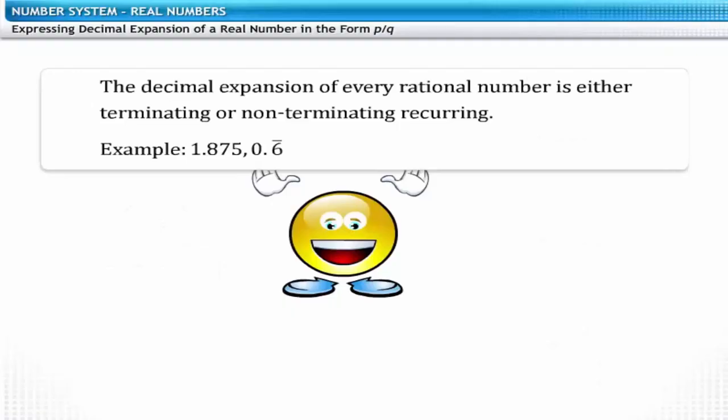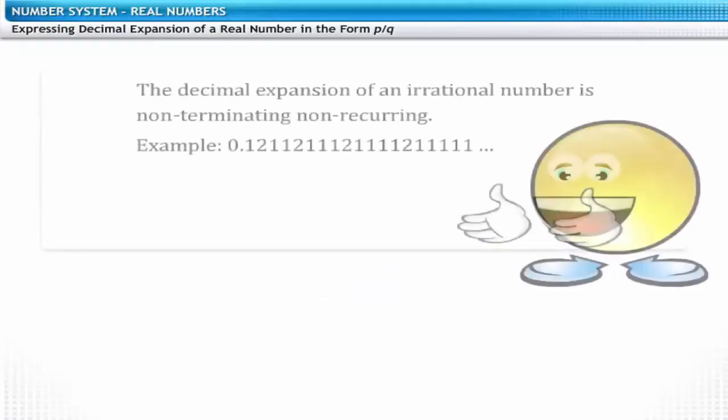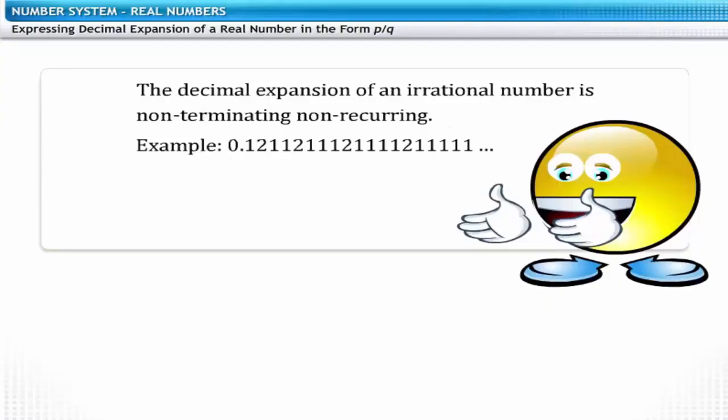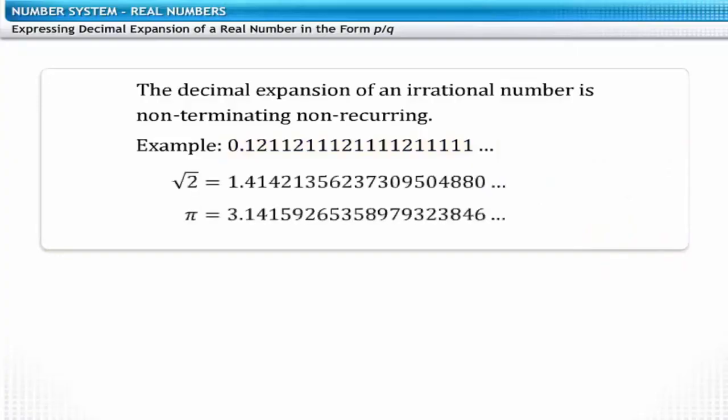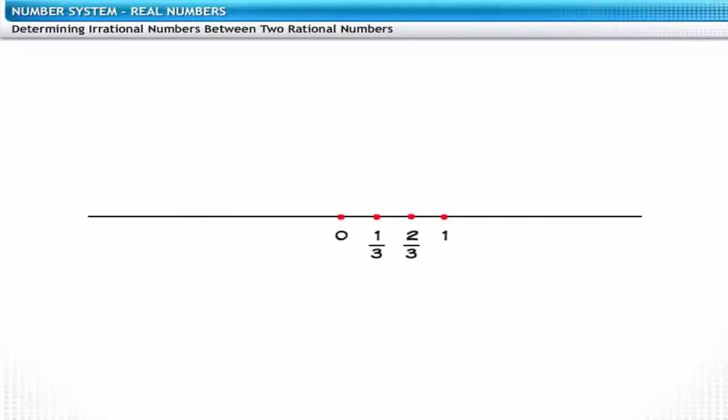On summarizing, we can say the decimal expansion of every rational number is either terminating or non-terminating recurring. On the other hand, the decimal expansion of an irrational number is non-terminating, non-recurring. Here is an example of an irrational number. Some more examples of irrational numbers are the square root of 2 and pi. There are infinitely many rational and irrational numbers.